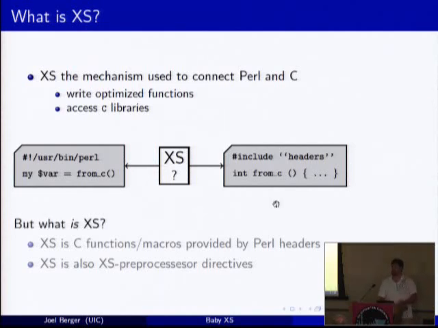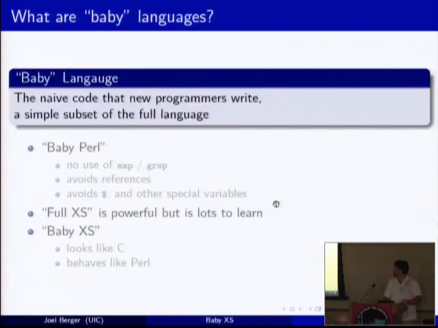But what is XS? It's not just this black box. It's C functions and macros provided by the Perl headers that you'll put into your XS file. Henceforth, we'll call that the C API. I should have written that in my talk, but we only discovered that phraseology late last night. And it's also a bunch of XS preprocessor directives. And that's where it gets kind of scary. You haven't seen stuff that looks like this before. It's really useful, but it's not what you're used to.